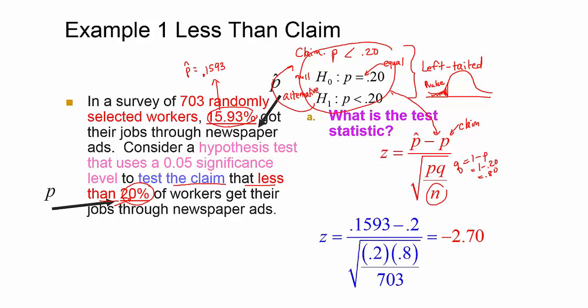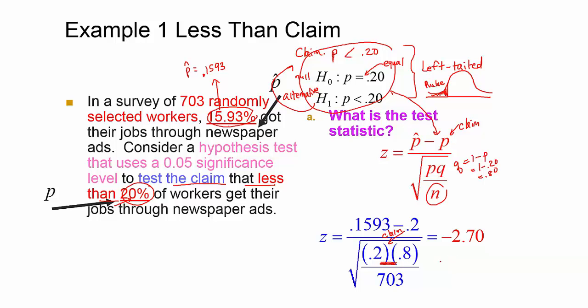So here's my z test statistic. 0.1593 minus 0.2 divided by the square root of p times q. Notice that this is carrying down the same claim value. 0.2 times 0.8 divided by 703. These two values, the 0.2 and 0.8, must add up to 1.